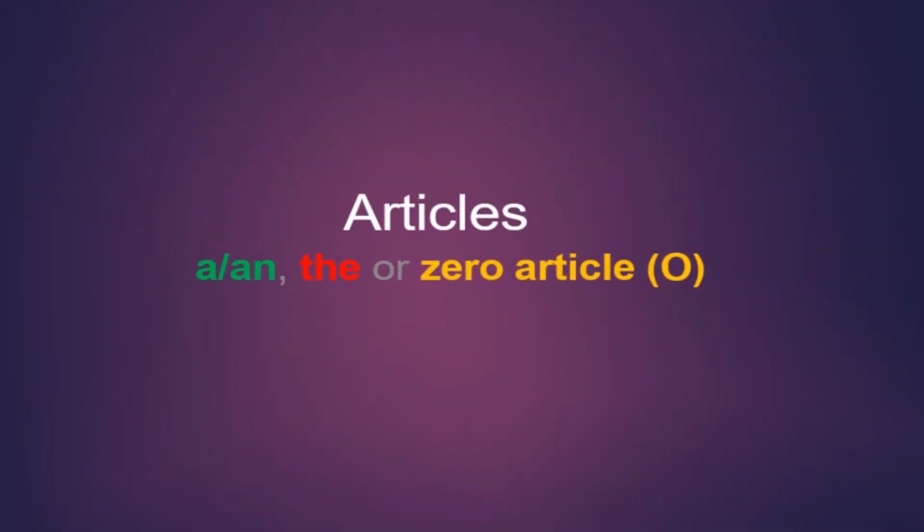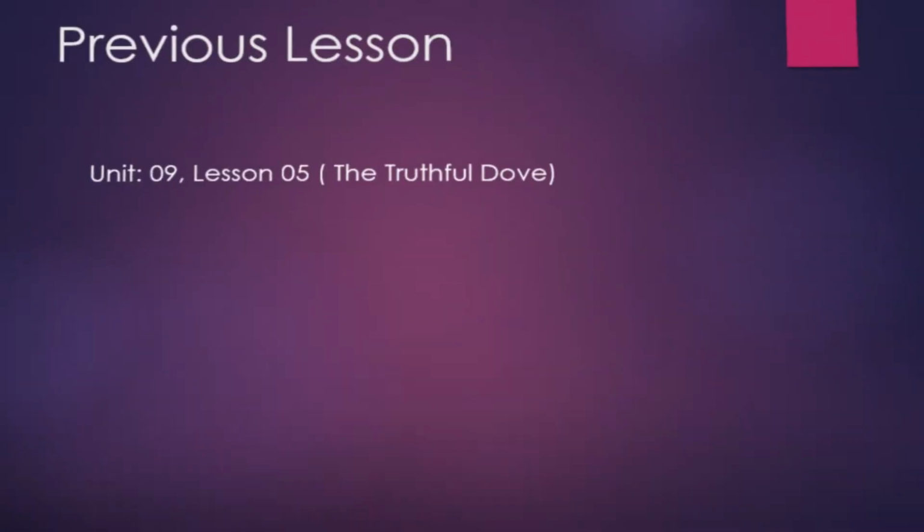Let's start today's class. Dear students, today our topic is articles, and yesterday, that means in our previous class, we have talked about Unit 9, Lesson 5. The title was The Truthful Dove. I think you have learned the lesson properly, and from that lesson, I would like to ask two questions.